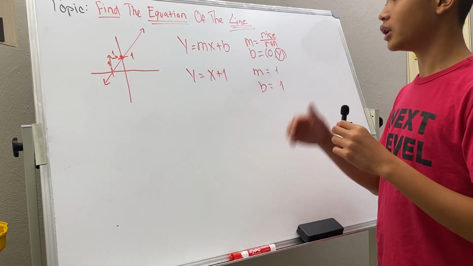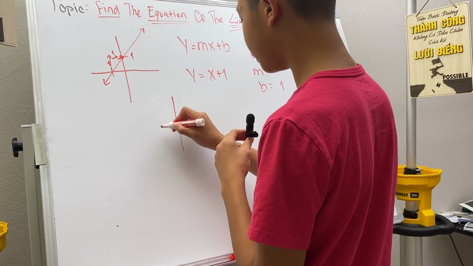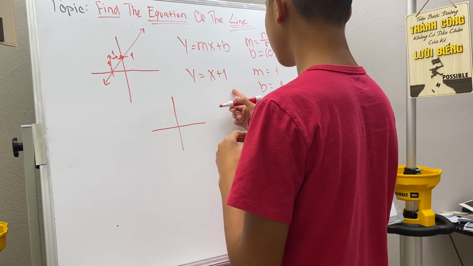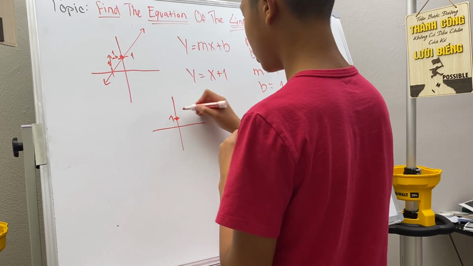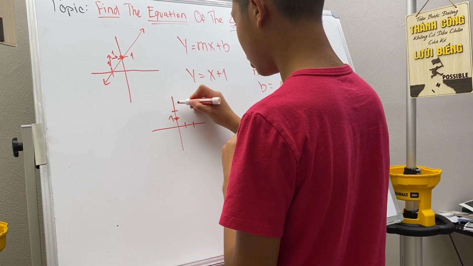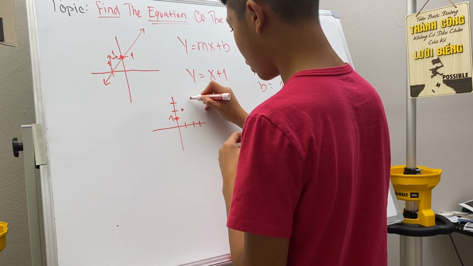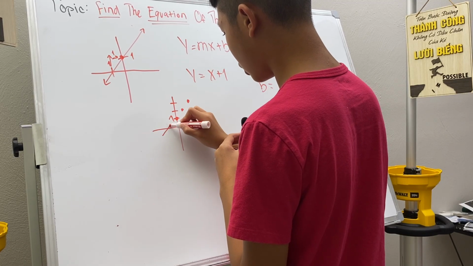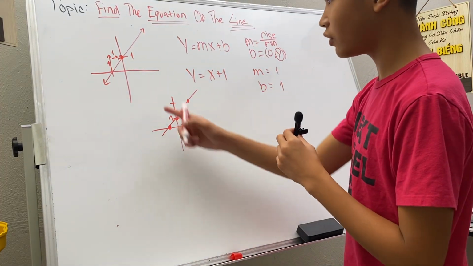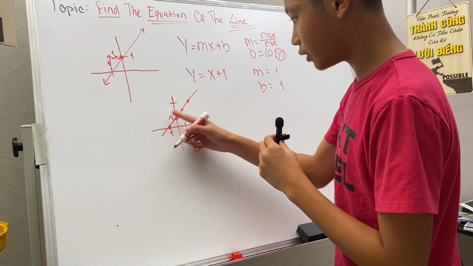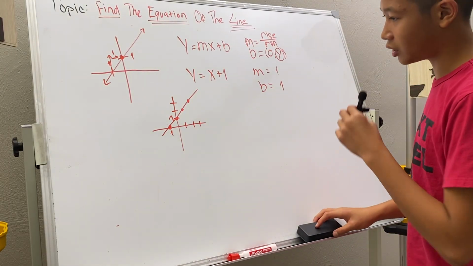If you want to make sure that's right, you can do it again like this. The y-intercept is 1. The slope is 1 as well. So up 1 over 1, up 1 over 1. So this is what it'll look like. As you can see, it connected the dot perfectly at 1 right here. So you find the equation of the line.